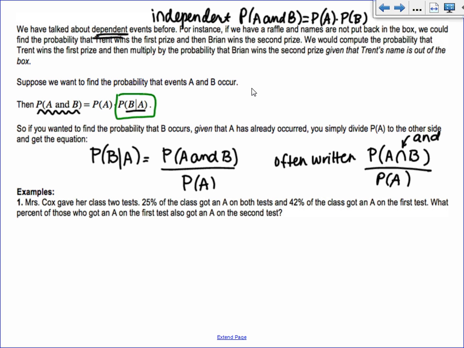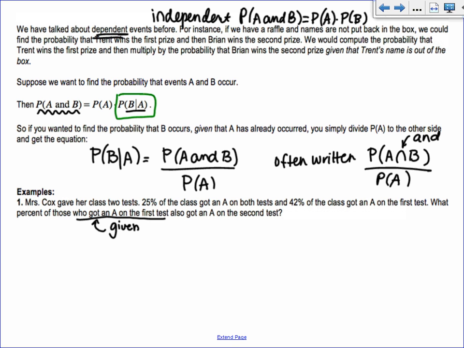The first one's a little confusing the way I wrote it, so let me explain. It says, Mrs. Cox gave her class 2 tests. 25% of the class got an A on both tests. 42% of the class got an A on the first test. What percent of those who got an A on the first test also got an A on the second test? This is your given part. You were told that they got an A on the first test.